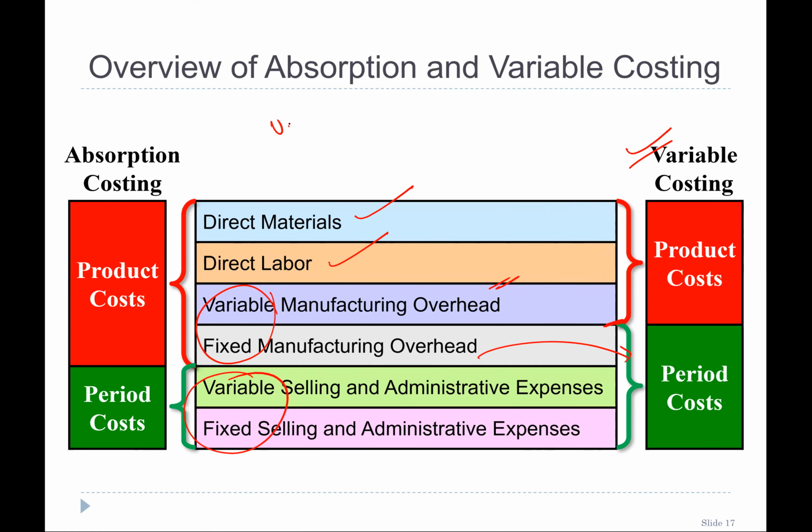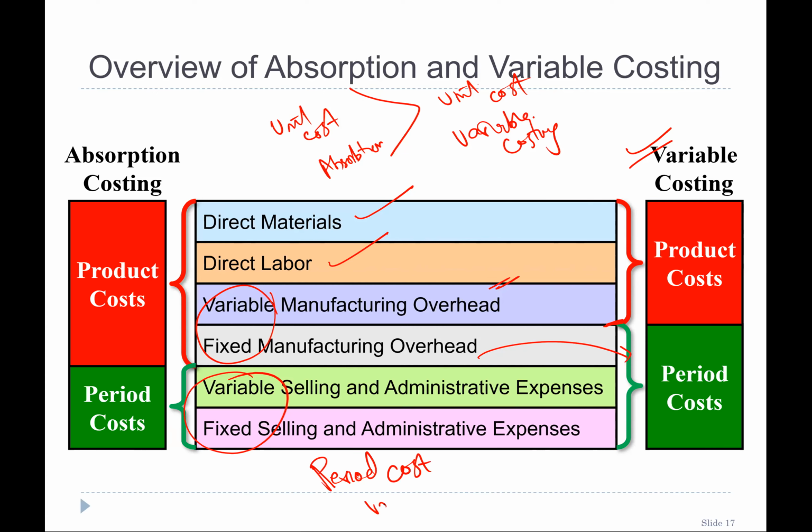So you can say that unit cost under absorption costing is greater than unit cost under variable costing, right? And the period cost under variable costing is greater than period cost under absorption costing.